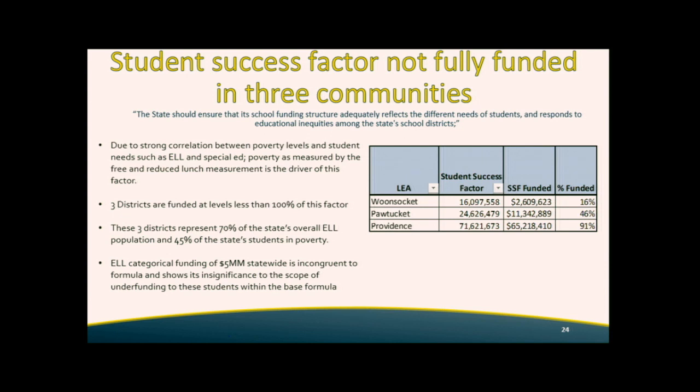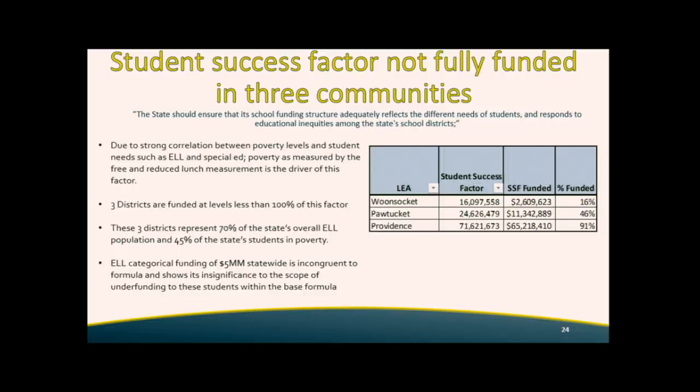If you look at Woonsocket, in order to fund that amount for those students with higher needs, you would need about $16 million. Actually funded is about $2.6 million, so only 16% funded. You see Pawtucket, $24 million would be the number, only $11 million is funded, and in Providence, $71 million would be the number, only $65 million is funded. When you add up those numbers, you can see that they quickly grow in those communities to the tens of millions of dollars that we're not seeing, as the formula intended, those student success factor dollars reaching those students.